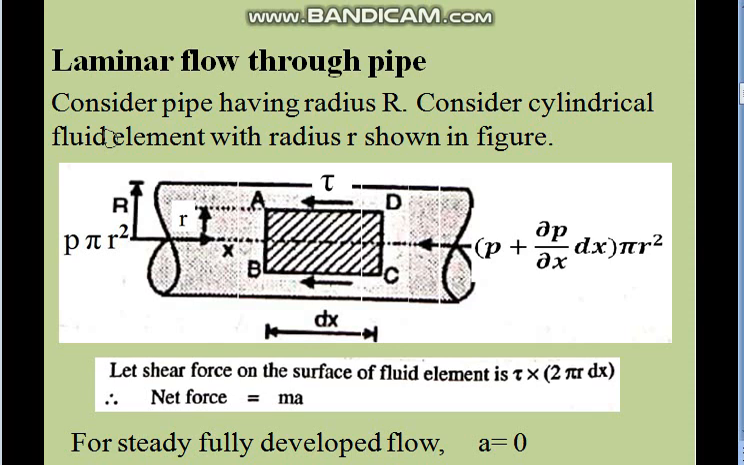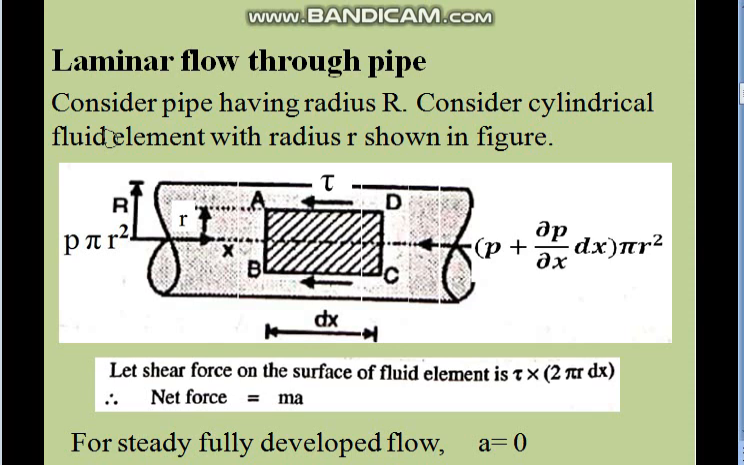So what is the Newton's second law? It tells that summation of forces is equal to mass into acceleration, that is m into a, m being the mass of the element and a being the acceleration. Now in this case, for steady fully developed flow, the acceleration will be 0. So basically this Newton's second law becomes net forces, so summation of forces equals 0.